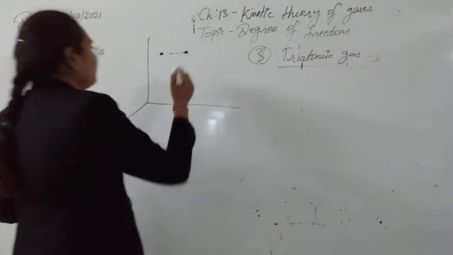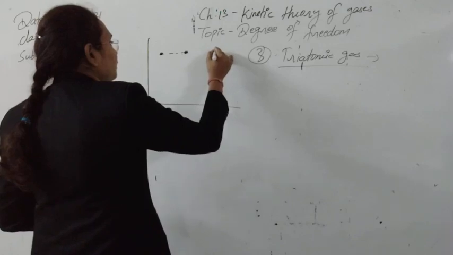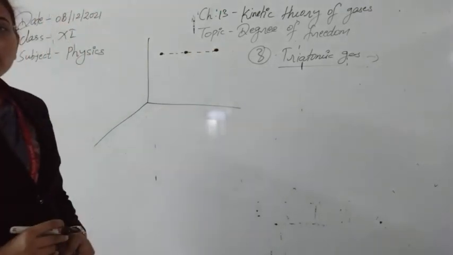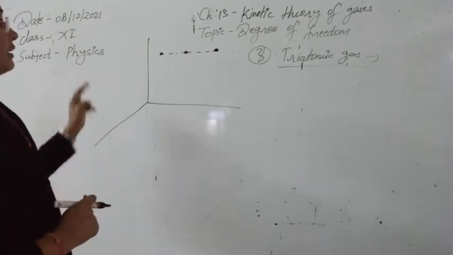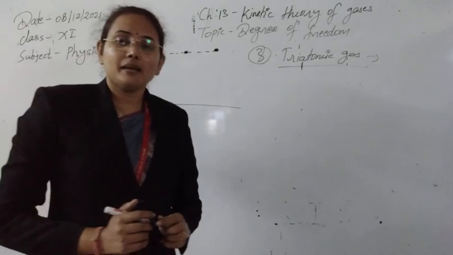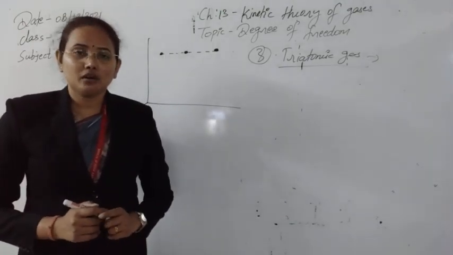So for the triatomic gas we can have 3 atoms. So 3 atoms can be joined together by 2 methods. Either they can be joined together in a linear way. Second, they can form a triangular form.